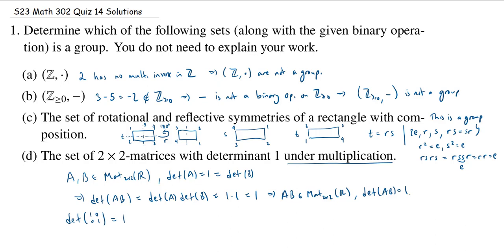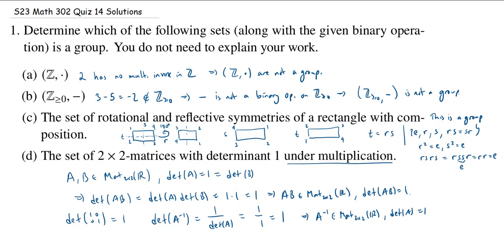What about inverses? Well, the inverse has determinant equal to 1 over the determinant of the matrix. But in this case, the determinant of A is 1. And so, once again, the determinant of the inverse will also be 1. And so that tells you that A inverse is a 2 by 2 matrix with determinant 1. And of course we know that A is invertible if it has determinant 1, because any matrix with nonzero determinant must have an inverse.